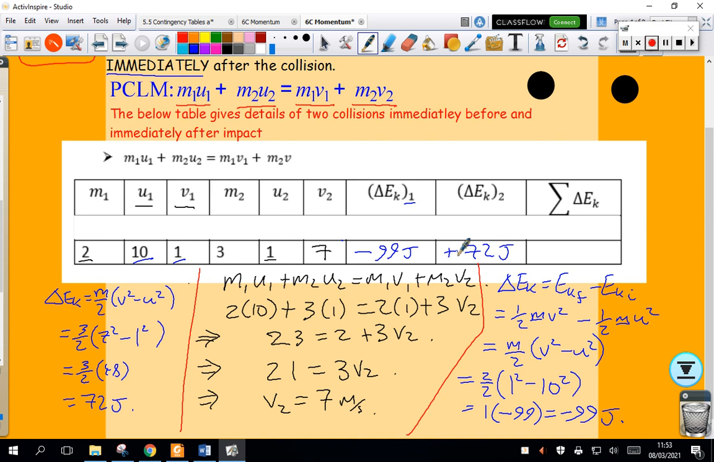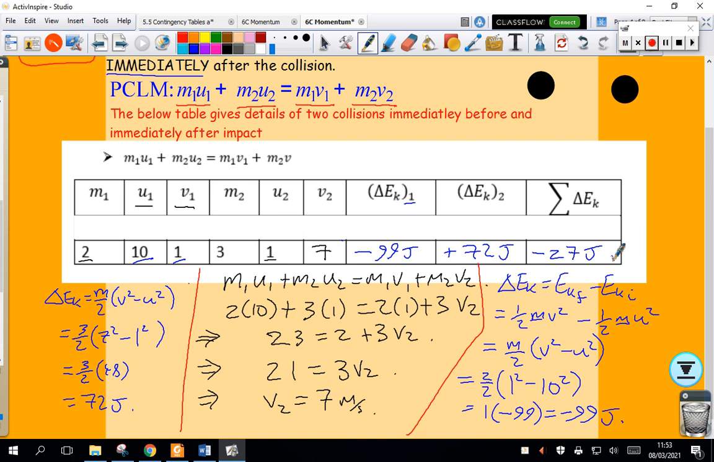So the total change in kinetic energy is just going to be the sum of these two things. Adding negative 99 and 72, it's going to be negative, I think that's going to be 27 joules of energy. So in total, during this collision, this system has lost 27 joules of energy. Where did it go? Well, maybe it went into making sound when they collided, or heat. Some kind of heat may have been generated.